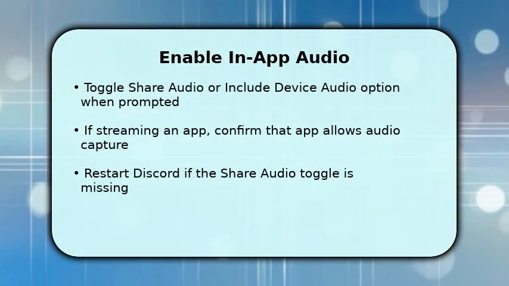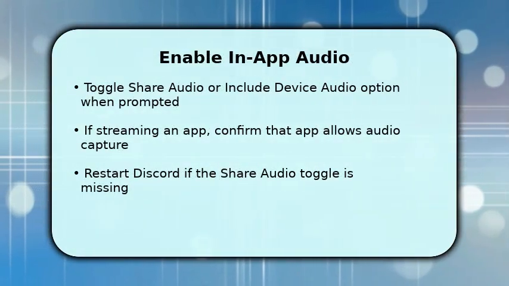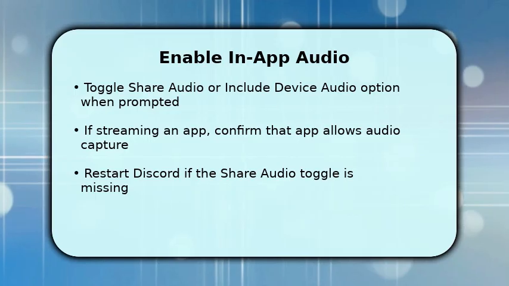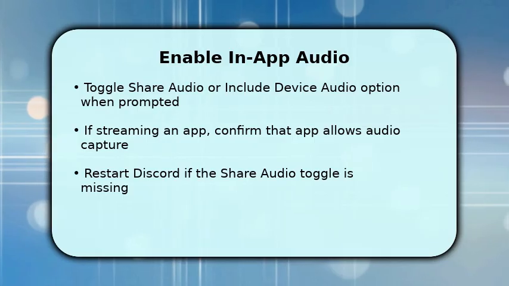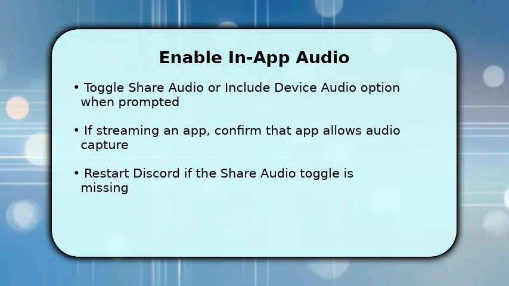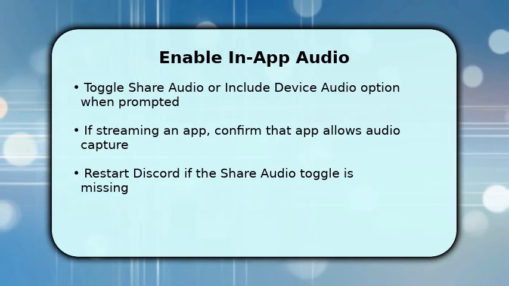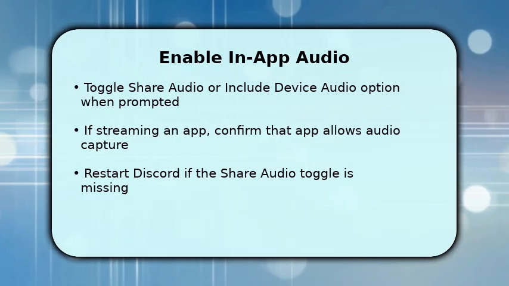Next, focus on the in-app audio toggle that appears when you start screen sharing. Enable Share Audio or include device audio so viewers receive sound. If you picked a specific app, verify that app permits audio capture. Some apps disable capture for DRM-protected content.